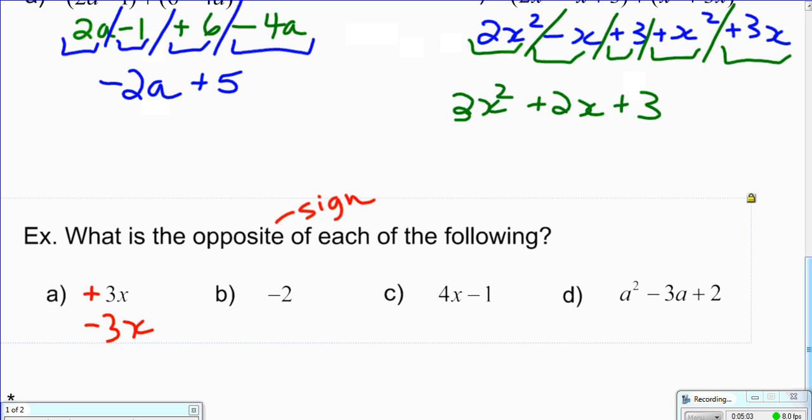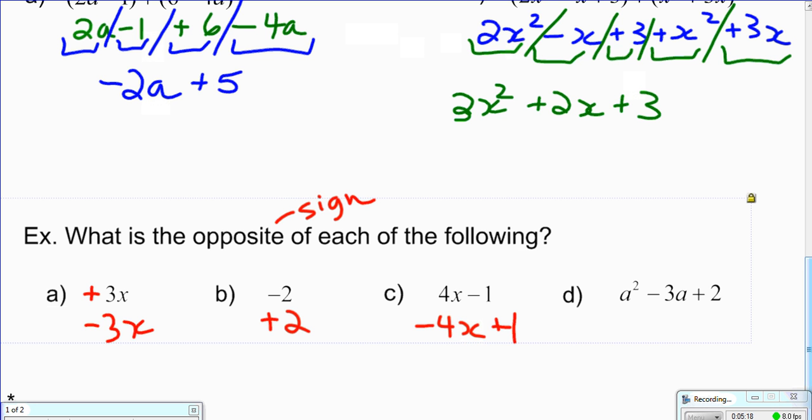If we have negative 2, the opposite is positive 2. Okay? If we have 4x minus 1, we're going to take the opposite of each term. So negative 4x and positive 1. Both of them switch signs.